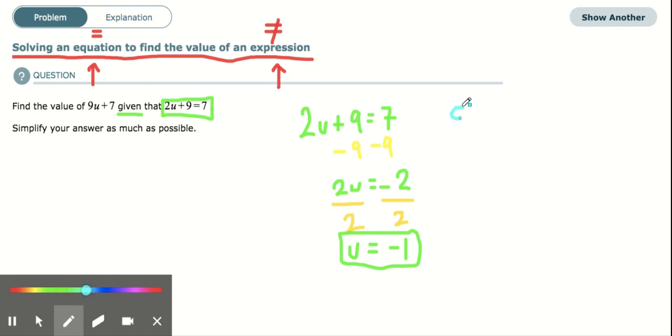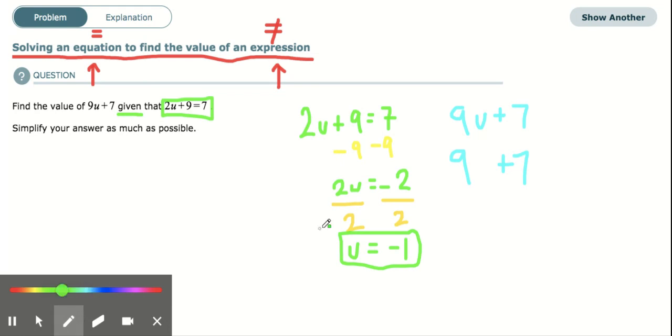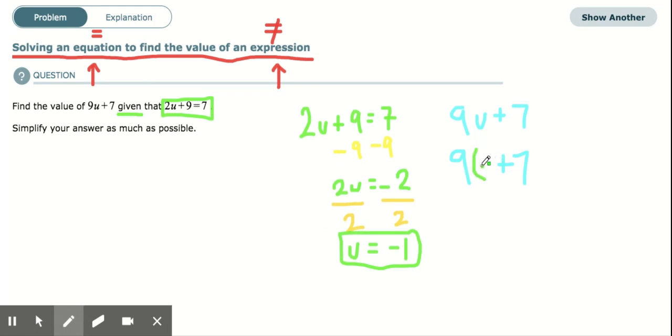So let's go ahead and use that in order to figure out the value of this expression. Well, we just said u equals negative 1, right? So let's replace u with negative 1. Whenever you substitute, remember, put in parentheses. 9 times negative 1, that would be negative 9 plus 7.